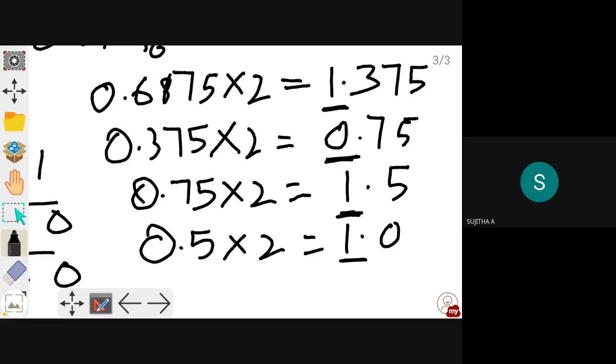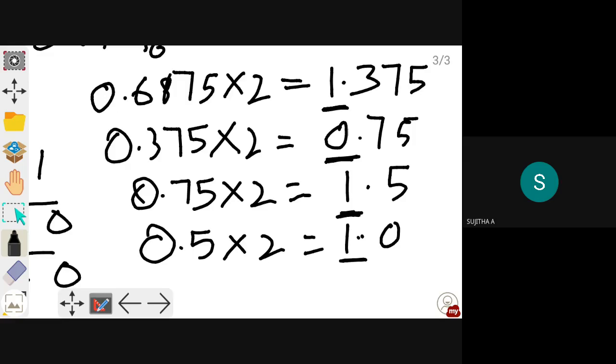In some cases, it goes on like that and repeats the same values. Then you have to stop and you can approximate it, so you have to truncate. That is a different problem, and you need not consider it here. You have to continue until you get 0 on the right hand side.